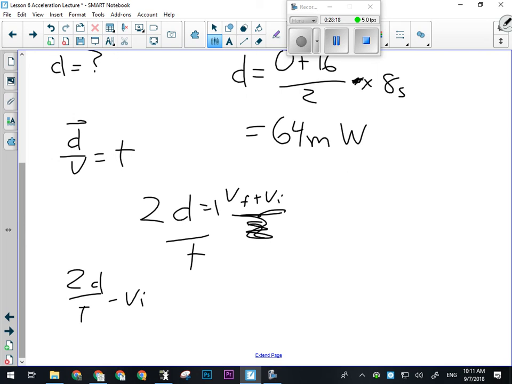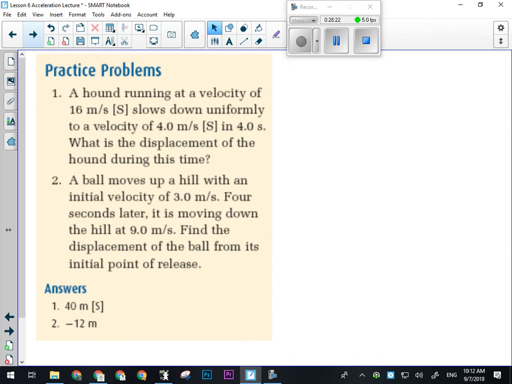That making sense? How we would manipulate that one? Okay. Those two problems deal with that formula. Give them a try. See how you do. All right, so for number 1 here, guys, okay, we know that the initial velocity is 16 meters per second south. Okay, so we have VI, 16 meters per second south, and then it slows down uniformly to a velocity of 4 meters per second south.